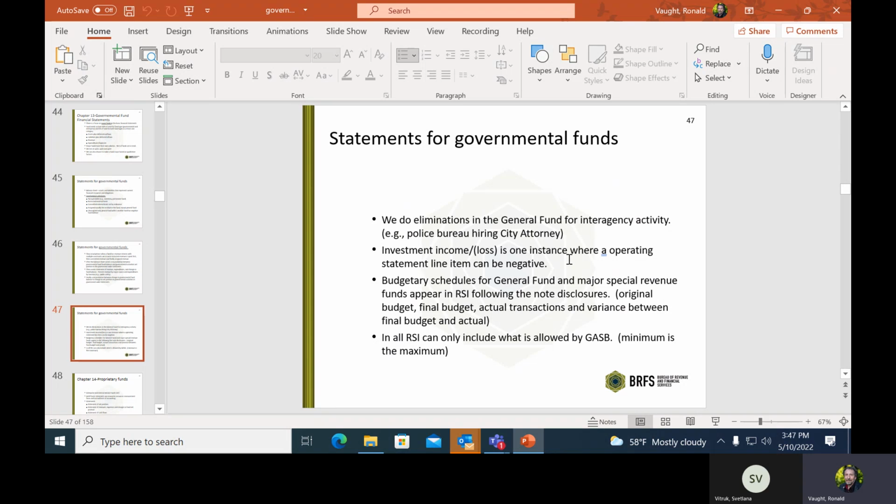Now, one change they're talking about in the new model is, for some weird reason, they want us to add a column that says how much the budget changed from the original to the final. So that'll be an additional column.